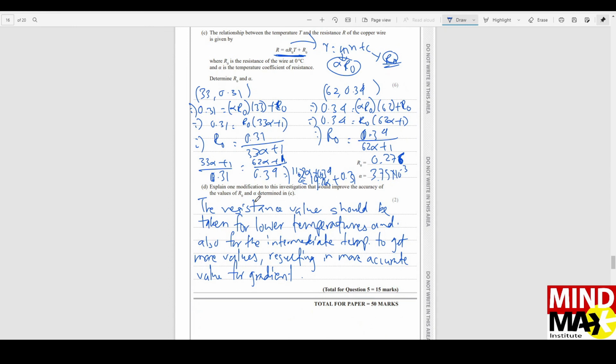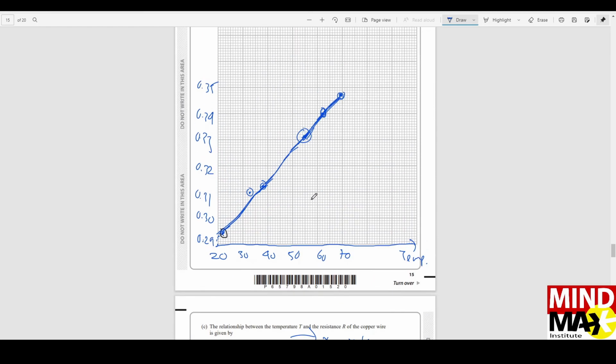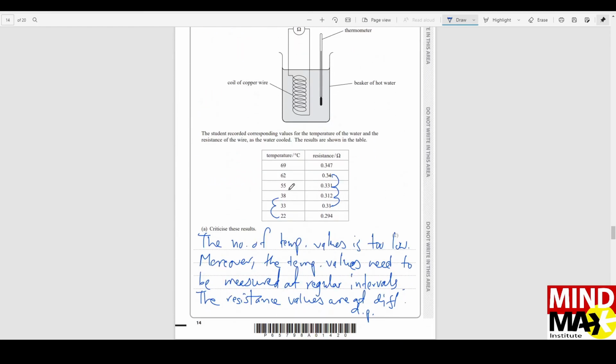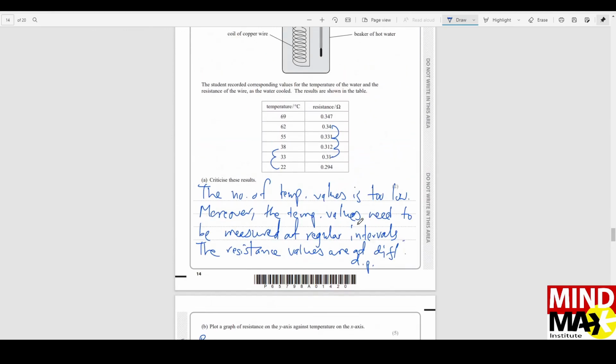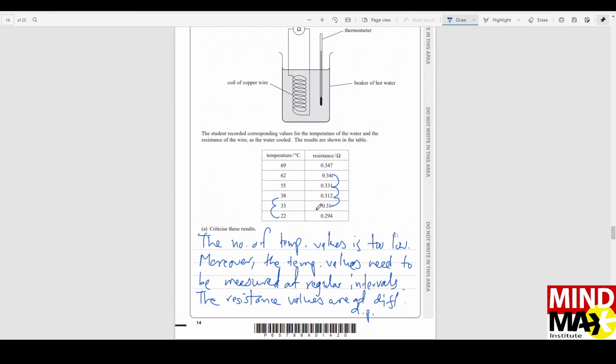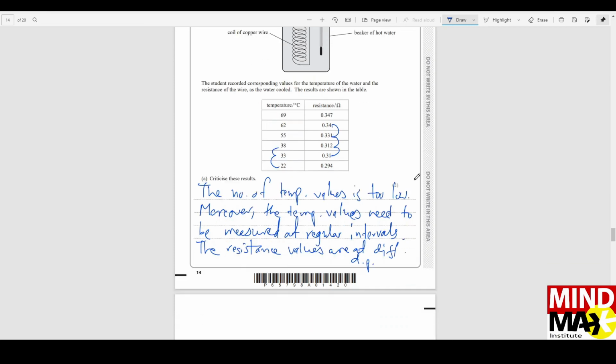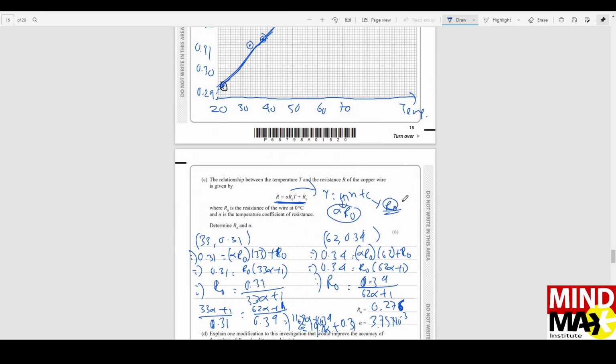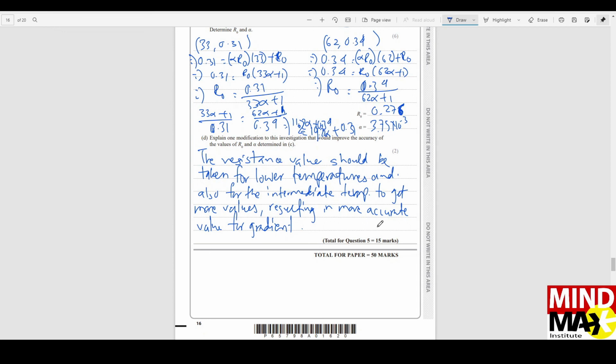Number D, the last part: explain one modification to this investigation that would improve the accuracy of the values of R naught and alpha. So like I said, if we go back to the chart, we can see that the values are very haphazard. We can take the values at more regular intervals. That would allow us to get more values in between. We are not getting the in-between values, 22 and 33. There is nothing in between 22 and 33, right? We can get the in-between values. If we get the intermediate values, we will have more values of temperature and resistance that will allow us to get a better graph with more points, and that will mean that the gradient value would be more accurate. If the gradient value is more accurate, that means we can find alpha and R naught more accurately.